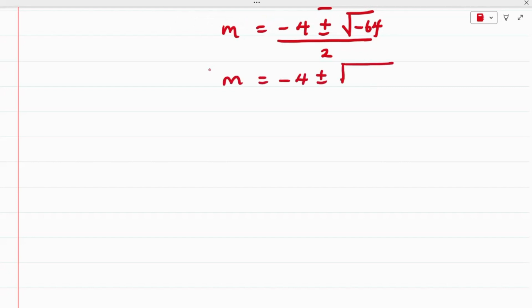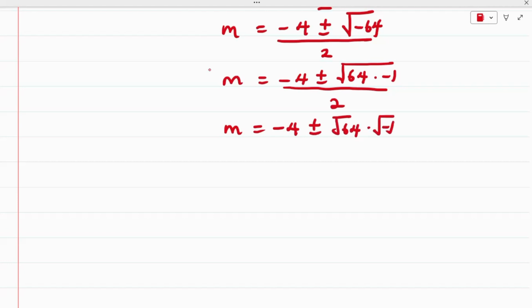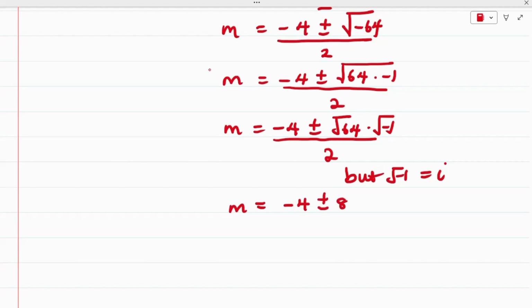Now we can express negative 64 as 64 multiplied by negative 1, over 2. M is equals to minus 4 plus minus the root of 64 multiplied by the root of negative 1, over 2. But the root of negative 1 is equal to i, so m is equals to minus 4 plus minus the root of 64, which is 8, and the root of negative 1 is i, over 2.